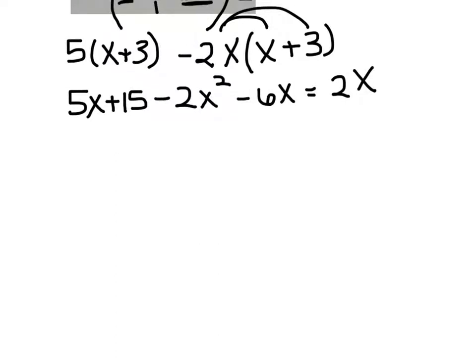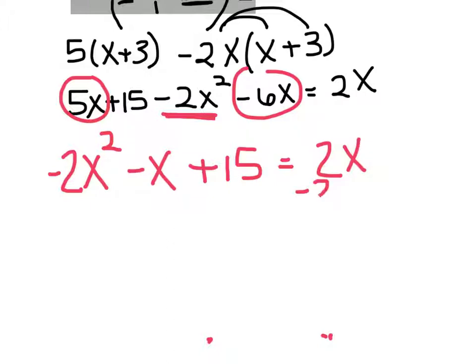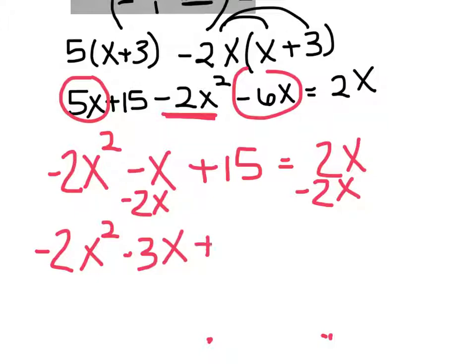All right, so we're adding like terms. The only x squared value I see is negative 2x squared. And my x's, I'm going to have a 5 and a negative 6 right here, so that's negative x and plus 15. Now it looks like I'm going to have to be solving this, so I want to go ahead and get all my x's on one side. So I'm going to subtract this 2x and move it over. So this is negative 2x squared minus 3x plus 15 equals 0.